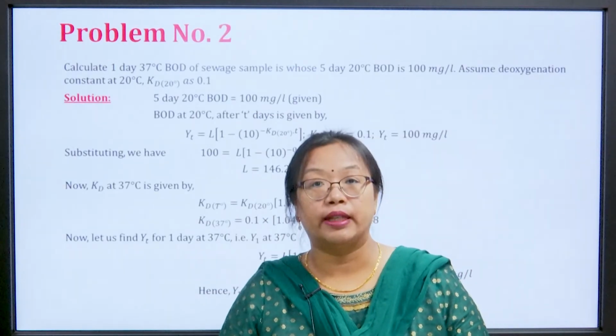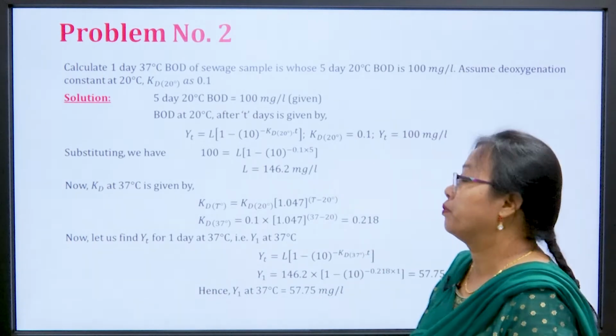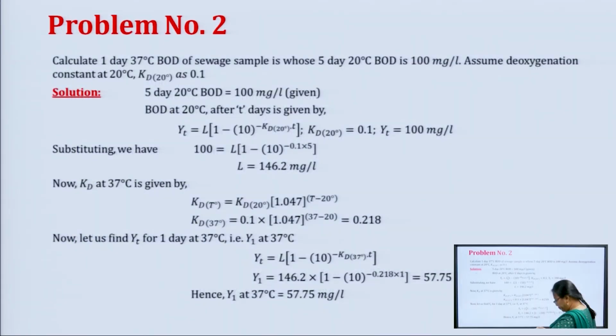Now, come to the next problem. This is actually very important. Calculate the 1 day 37° centigrade BOD of a sewage sample whose 5 day 20° BOD is 100 milligram per liter. Assume the deoxygenation constant at 20° centigrade, that is Kd 20, as 0.1. So, here what do you have to determine?